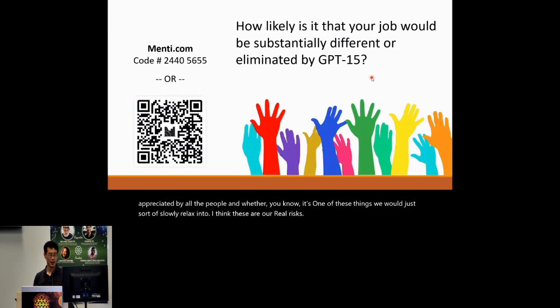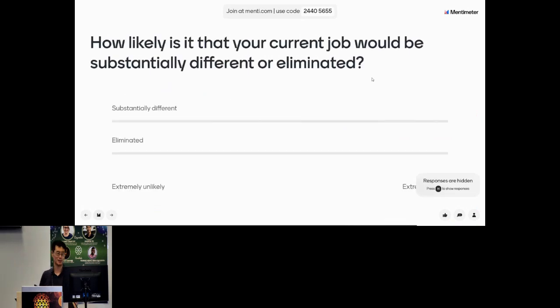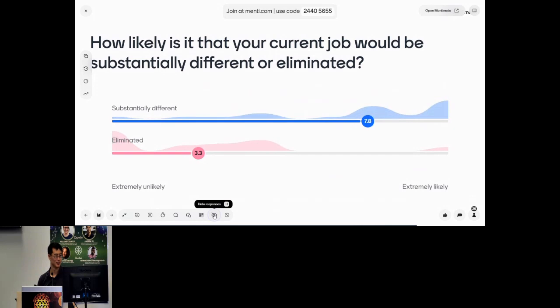Okay. One of those cons was all about job displacement. So I am curious, how likely is it that you think your current job would be substantially different or eliminated by GPT-15? That's a quick one. Let's see where we're at.